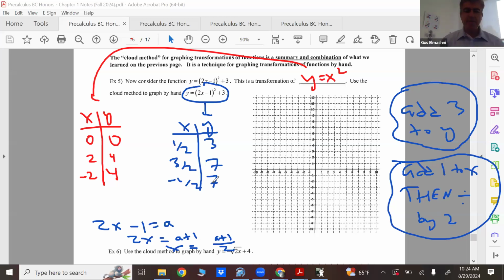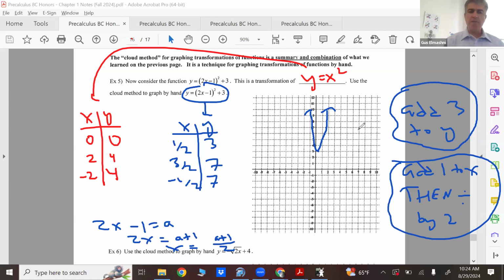So to undo it, set the inside equal to a, or any arbitrary letter. See what operations are happening. I'm adding 1 to a and dividing by 2. So 1/2 comma 3, 3/2 comma 7, and then -1/2 comma 7 to guarantee the symmetry. So it's still a parabola, but it's a very skinny parabola, or kind of skinny. We're good? Okay. That's the approach we take.